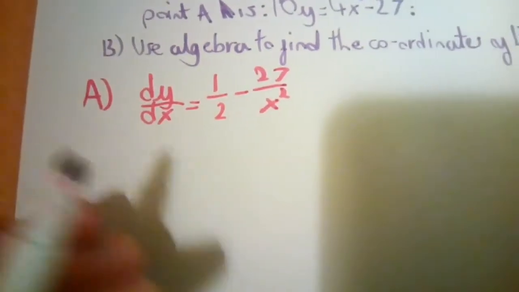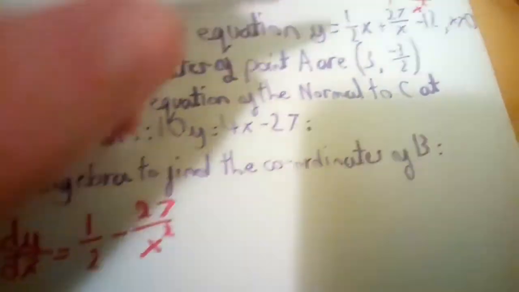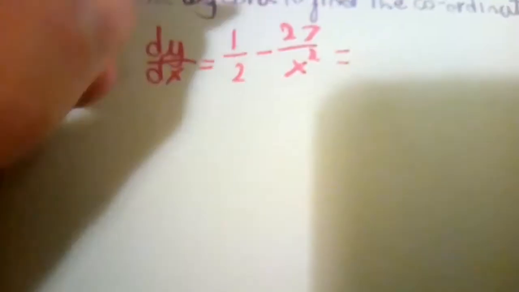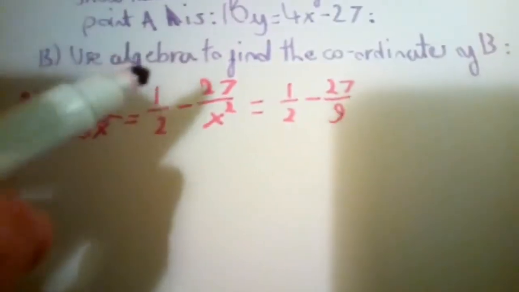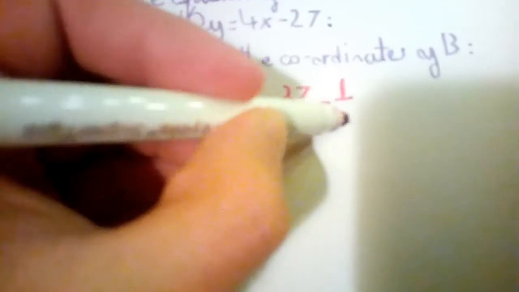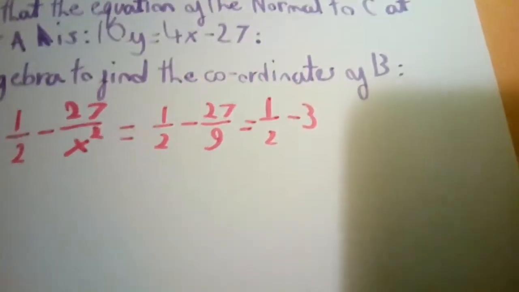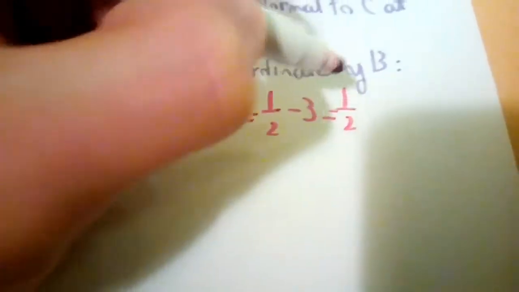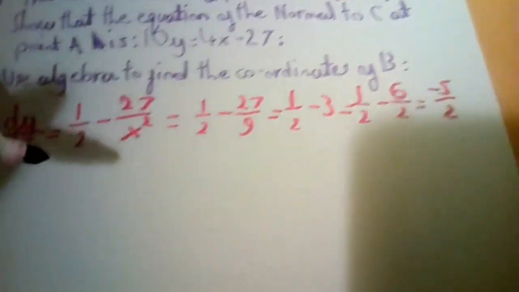So we just need to substitute in the x-coordinate at point A, which is 3. So we're going to put that into x. That is equal to a half minus 27 over 9, which is 3 squared, which is equal to a half minus 3. We could say that 3 is 6 over 2, so that's equal to a half minus 6 over 2, which is equal to minus 5 over 2. That's the gradient of the tangent.